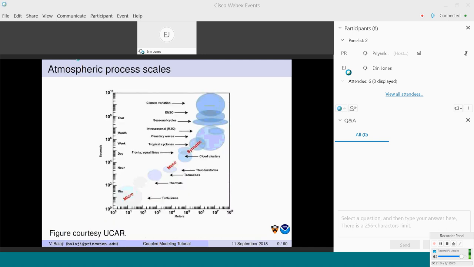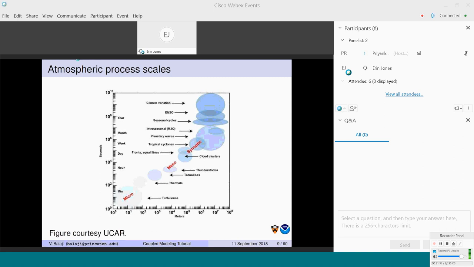Now we talk about the scales of motion. There are lots of things here that we can think about. These are both log scales: this is time and this is space. You're going from seconds and minutes, hours, days, weeks, up to many years, hundreds of years at the top. And in space, this is measured in meters, from meters or less all the way up to planetary scale. At the very largest scale, you have these climate variations.